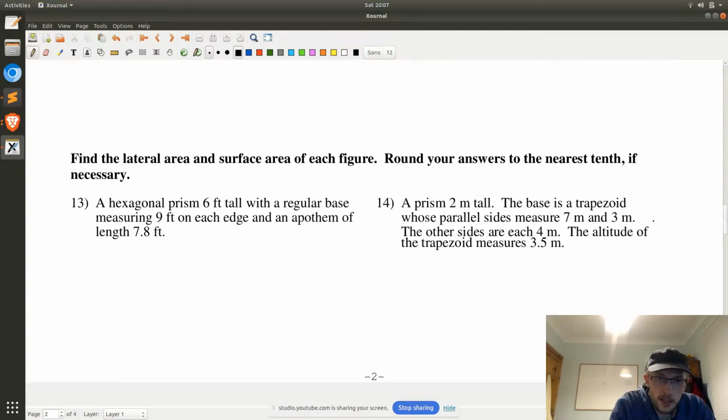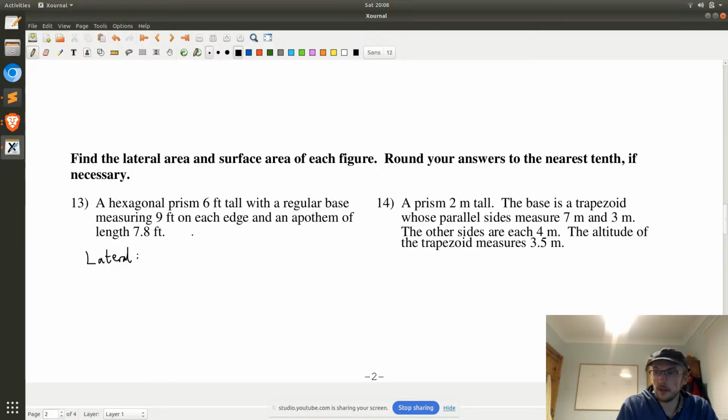Find the lateral and surface area of each figure. Round your answers to the nearest tenth if necessary. A hexagonal prism 6 feet tall with a regular base measuring 9 feet on each edge with an apothem of length 7.8 feet. So for the lateral surface area, what will that be?